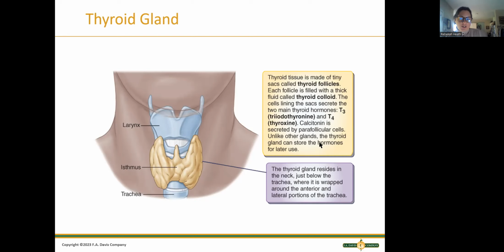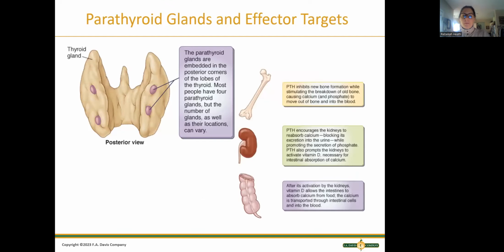Calcitonin is also secreted by these parafollicular cells. Interesting thing about the thyroid is that even though the thyroid secretes these hormones, it can also store them up. And that's going to be more impactful when we do our next lecture. We're going to talk about how that impacts people with thyroid disease. So just keep that in mind. Thyroids can actually store up some of that thyroid hormone.